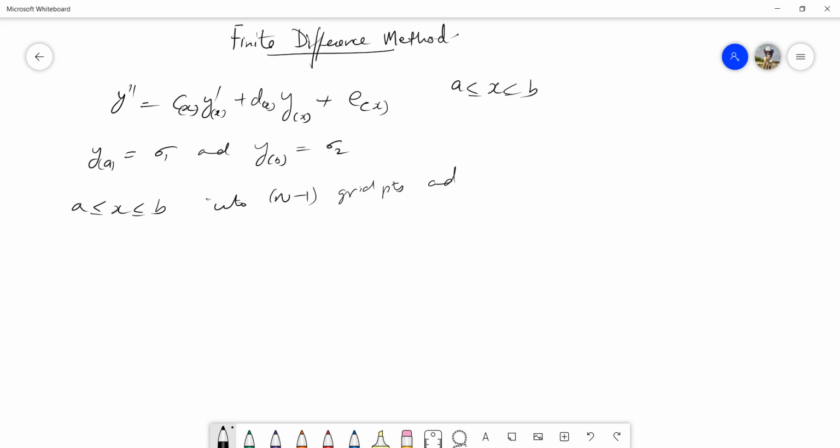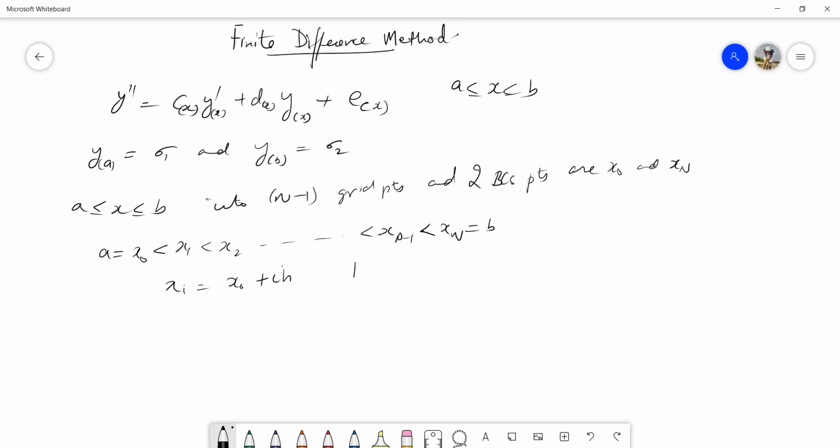and the two boundary condition points are x0 and xn. So we can say that a is equal to x0, which is less than x1, less than x2, and so on, less than xn minus 1, less than xn, where xn is nothing but the boundary point b. Further, xi will be x0 plus i times h, where h can be written as delta x, which is b minus a upon the number of grid points.